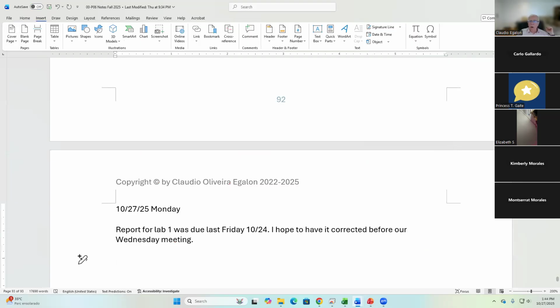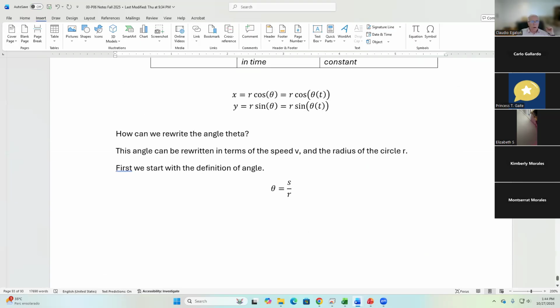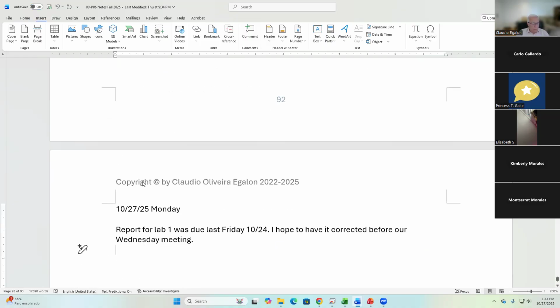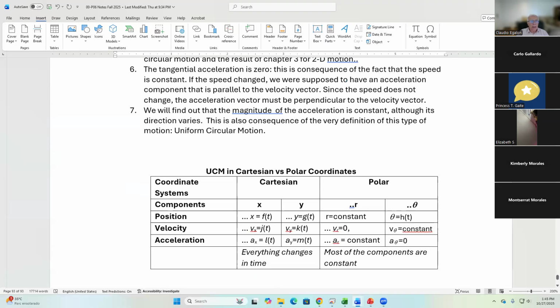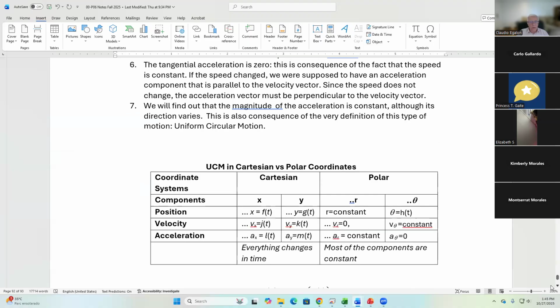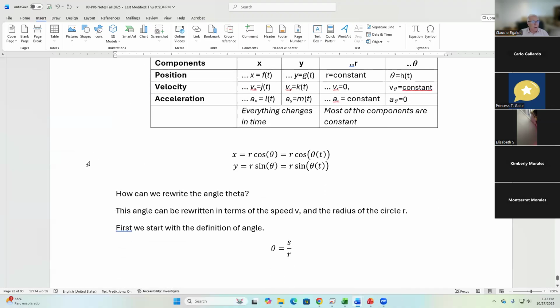And let's go to our uniform circular motion, okay? Uniform circular motion. What do we want to do? We want to find the equations of motion for an object undergoing UCM. And I already introduced that to you. The first 2 equations of motion, right? Which are the components of the position vector.